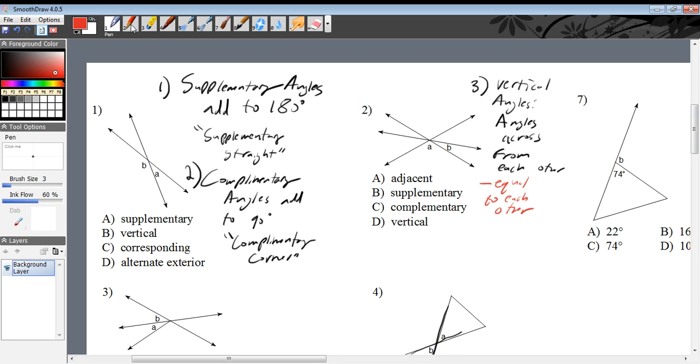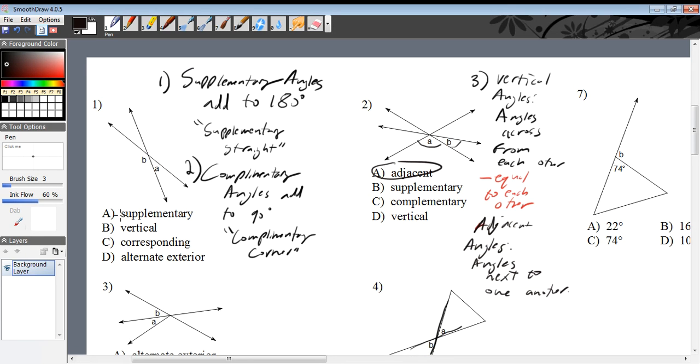Okay, and finally the last one is adjacent. Adjacent angles are angles next to one another. So, an example, these angles here, angle A and angle B, those are adjacent, they're next to each other. These here are adjacent too.